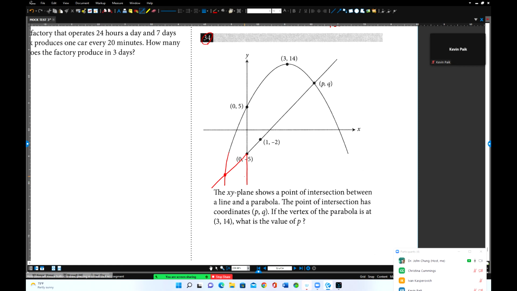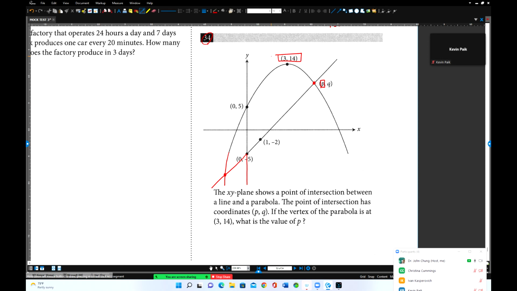All right, so we're going to find P and Q. We have the intersection over here. We just need to find the x coordinate. To find the x coordinate, we need what? The equations of these two graphs.